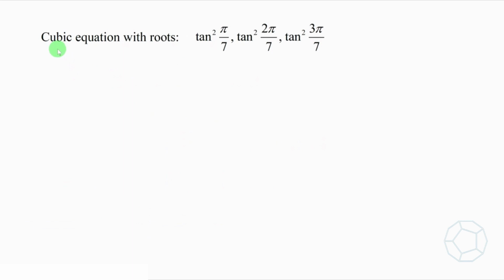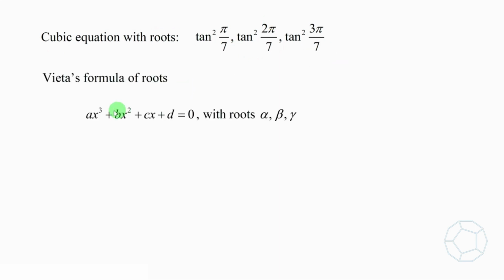Finally, we're going to set up a cubic equation with roots tangent square pi over 7, tangent square 2 pi over 7, and tangent square 3 pi over 7. Then we can find the sum of the 3 values by Vieta's formula of roots. In the cubic equation ax cubed plus bx squared plus cx plus d equals 0 with roots alpha, beta, and gamma, the sum of roots is equal to negative b over a. Therefore, we can find the value of tangent square pi over 7 plus tangent square 2 pi over 7 plus tangent square 3 pi over 7. That's all about the thinking process. Let's jump to the detailed solutions.